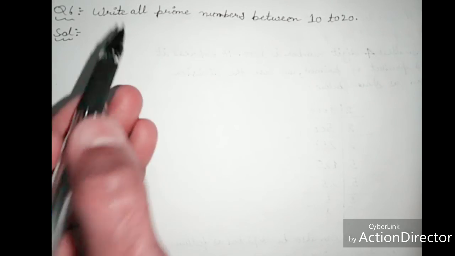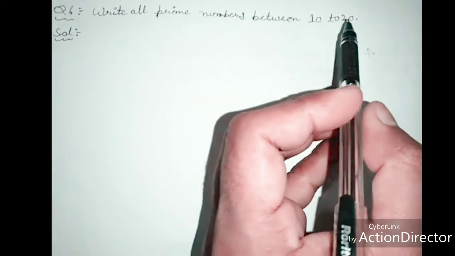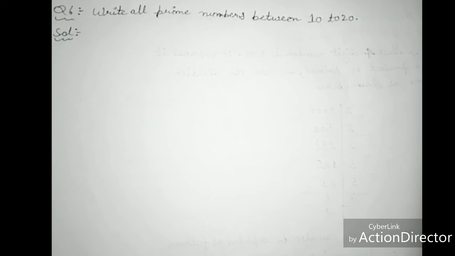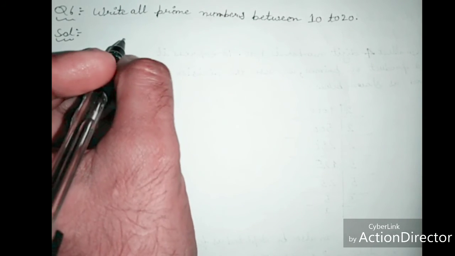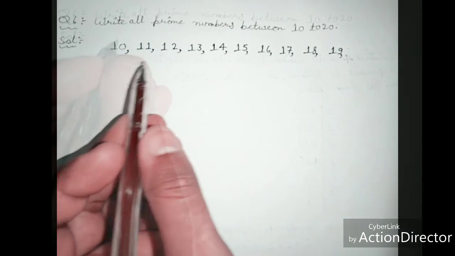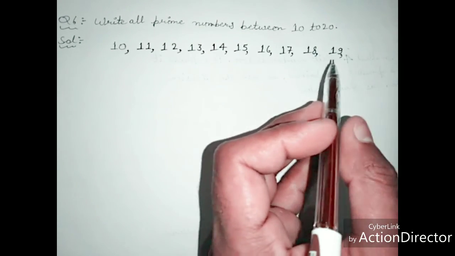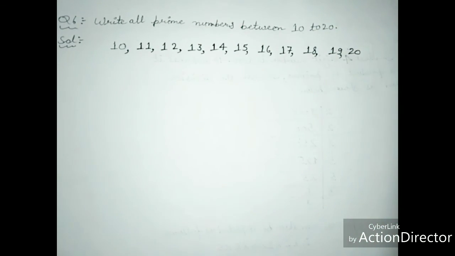Example number 6: write all prime numbers between 10 and 20. First we write the numbers from 10 to 20. Here we use the method of the sieve of Eratosthenes. So we circle prime numbers and cross out composite numbers. So here we write numbers from 10 to 20: 10, 11, 12, 13, 14, 15, 16, 17, 18, 19, 20.